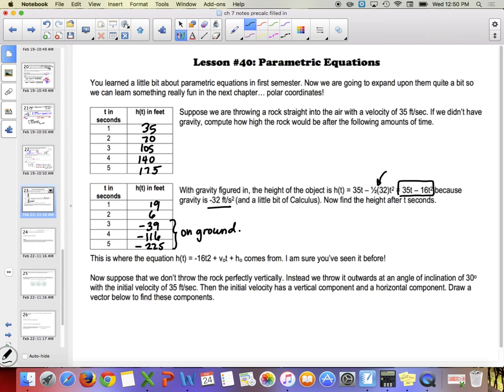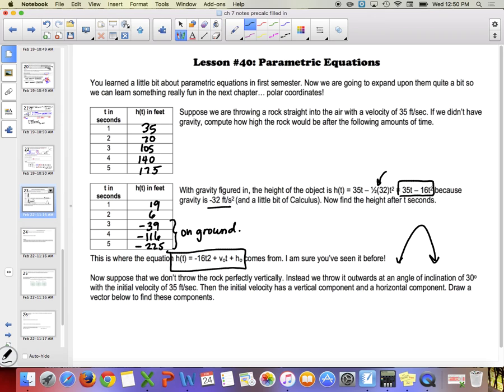Okay, so this is where the equation h of t equals negative 16t squared plus v sub 0 t plus h sub 0 comes from. I'm sure that you've seen this before. This is in every single Algebra 2 textbook. I forgot to raise my 2 there. But this is our height for anything we call projectile motion, anything that you're throwing up and it's coming back down. It's going to make a shape like a parabola.